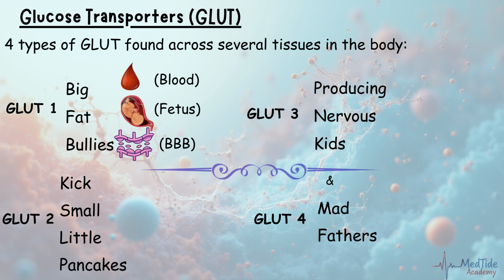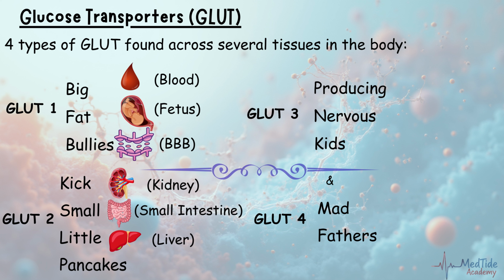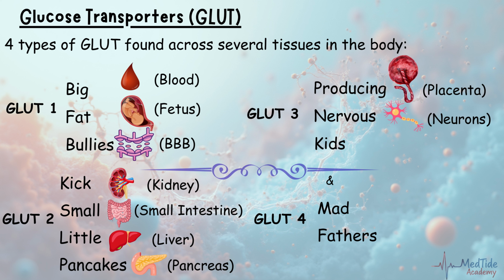For GLUT2, the K in kicks stands for the kidney, S in small represents the small intestine, the L in little stands for the liver, while P in pancreas represents the pancreas. For GLUT3, P stands for the placenta, N represents the neurons, while the K in kids stands for the kidney, again. The kidney has 2 types of glucose transporters, and this is because there is a multitude of cell types in the kidney, which require different types of transporters.